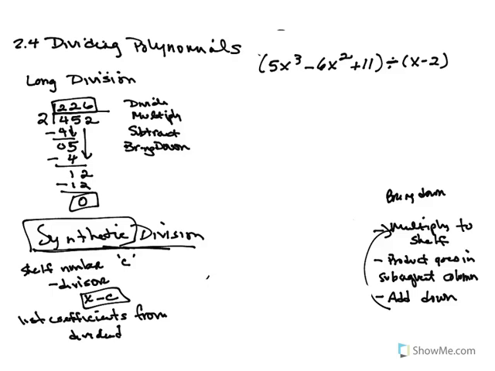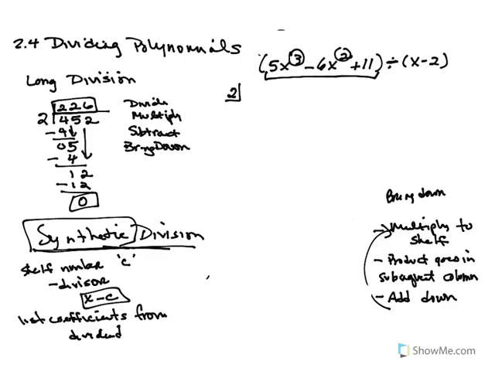All right, so here we have 5x cubed minus 6x squared plus 11 divided by x minus 2. So first we identify our shelf because we're doing synthetic division here. So our shelf number would be 2. Then we identify our coefficients that go across the top. Now, this is important. When you look at your polynomial that you're dividing into, everything is supposed to be in descending order. When you are dividing, you must account for all terms in order.